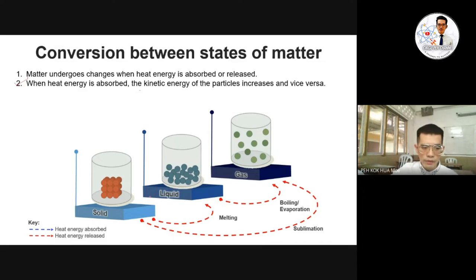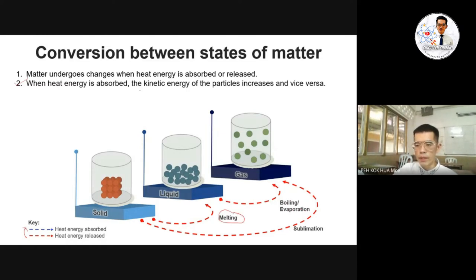So you can look at the red dashed line, which indicates the heat energy. Actually, it is heat energy absorbed. Here it is actually reversed already. So the red dashed line actually indicates the heat energy absorbed. For solid to change to liquid, it needs heat to melt. And liquid to gas will be boiling or evaporation.